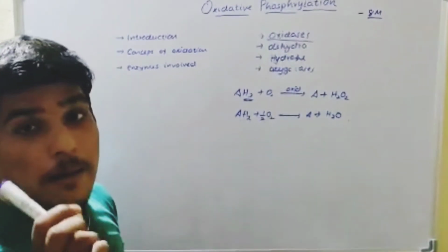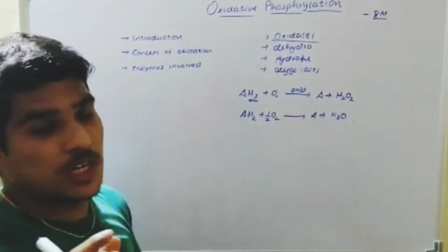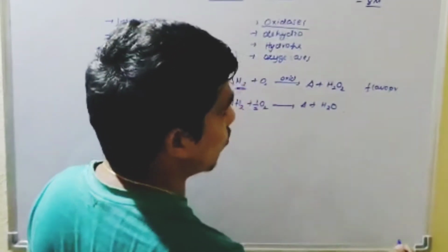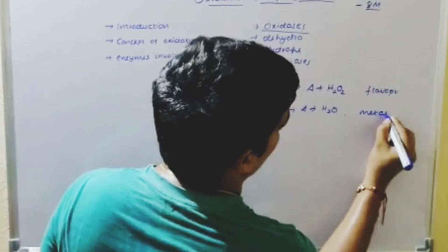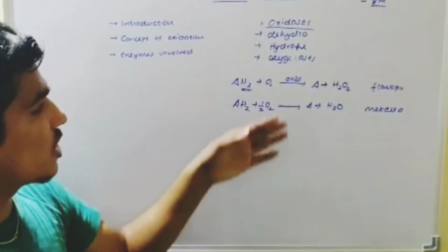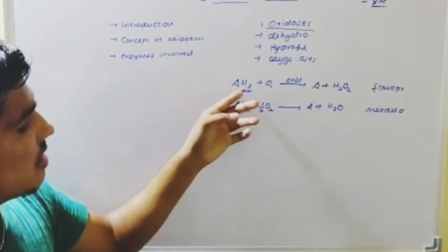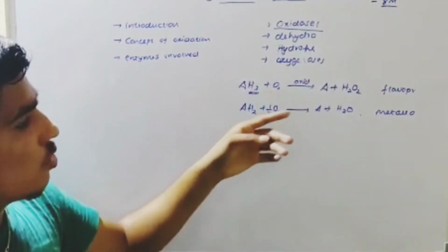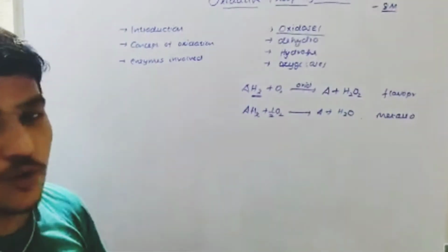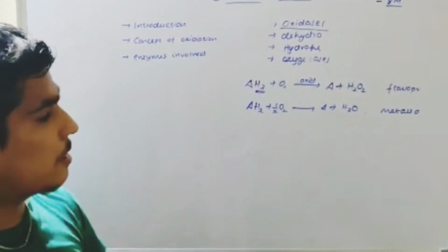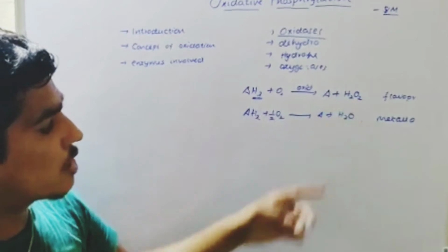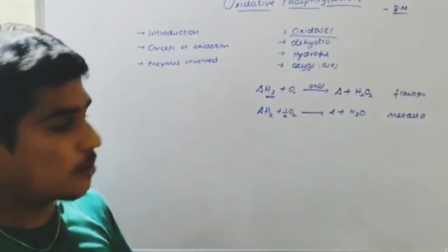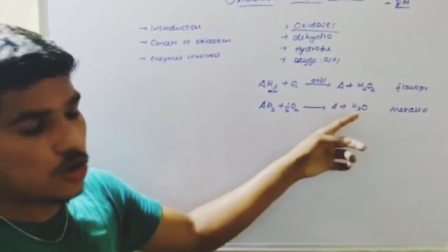It depends on the prosthetic group that is present. If the prosthetic group is a flavoprotein, you get H2O2. If the prosthetic group is a metalloenzyme like copper, you get water. So friends, what is the function of oxidases? Their function is releasing hydrogen particles from the substrate to the oxygen molecule so that hydrogen peroxide or water is formed. It depends upon the prosthetic group present. If the prosthetic group is a flavoprotein, you get peroxide. If the prosthetic group is a metalloenzyme, you get water.